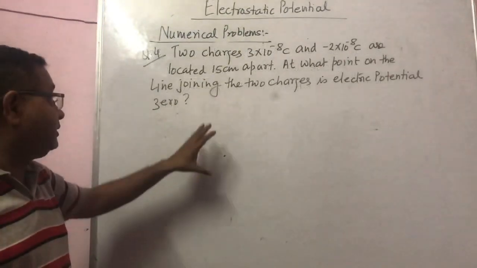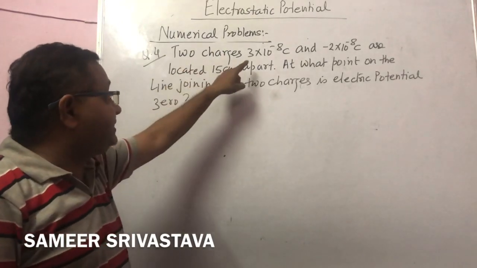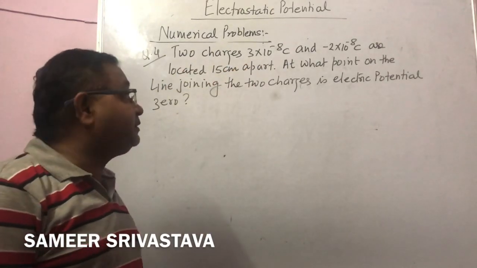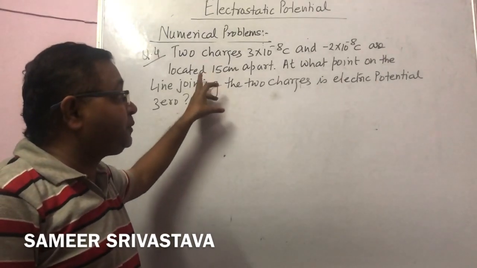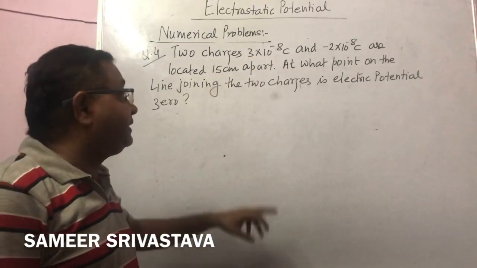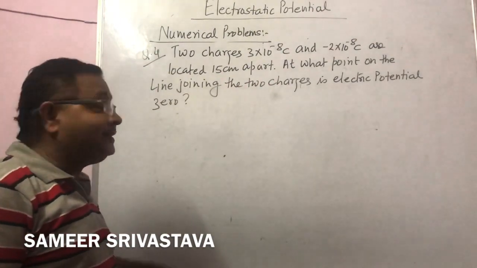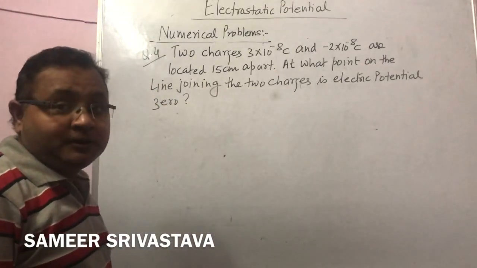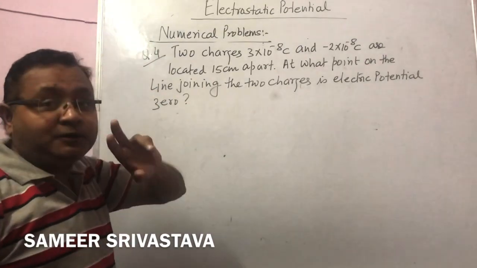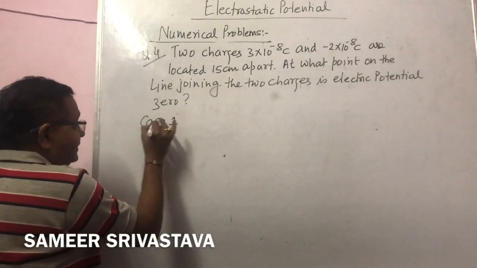Okay. Now the question number 4. This is an NCERT question. Two charges 3 into 10 to the power minus 8 coulomb and minus 2 into 10 to the power minus 8 coulomb are located 15 centimeter apart. At what point on the line joining the two charges is the electric potential 0? We solve this problem by taking two cases. Here I am taking case 1.